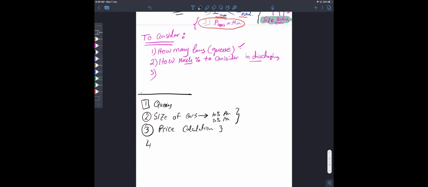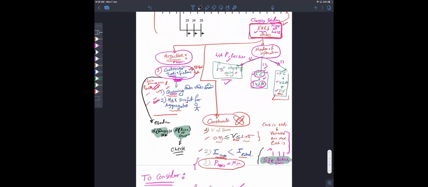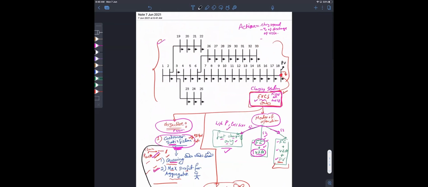Also, the system should work on 24 hours, right? Okay, so it is not just 1 hour. It should work, for example, 24 hours.